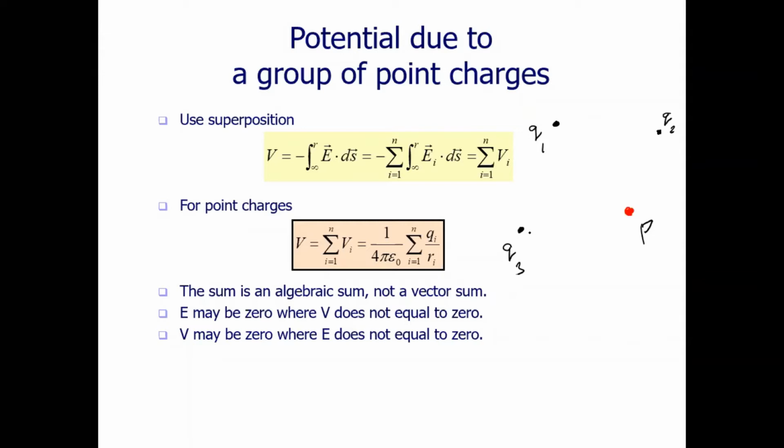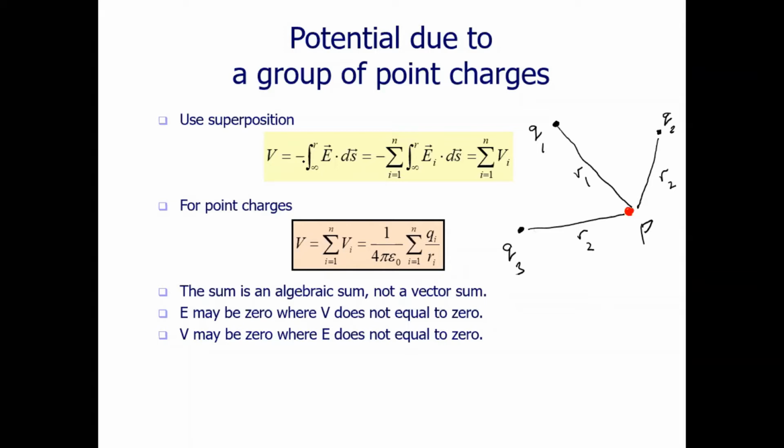Because I know the distance from there to there, I can call it my R1. I know the distance from there to there, I can call it my R2. I know the distance from there up to there, I can call it my R3. So what does it mean? It means that according to the superposition principle, I can find the electric field. The total electric field at this point P is the vector sum of the electric field due to Q1, Q2, and Q3.